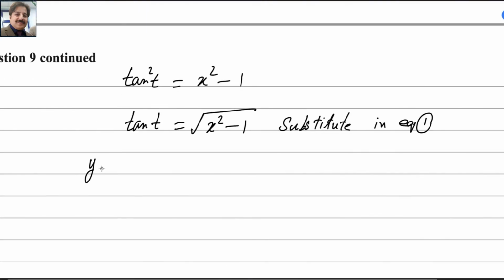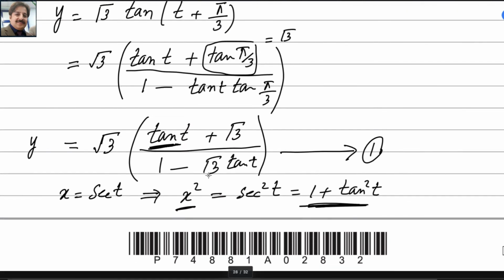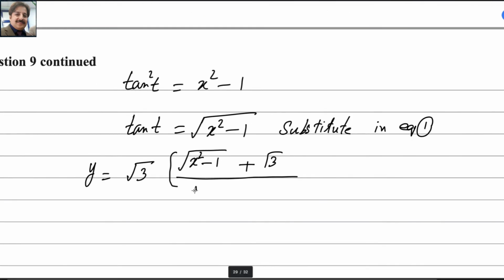So y will be equal to square root 3, which is outside of the bracket. Then there we have tan t, so we can replace it by square root of x square minus 1. Then plus square root 3, divided by 1 minus square root 3 tan t. Tan t could be replaced with its value, that is square root of x square minus 1. Got it?